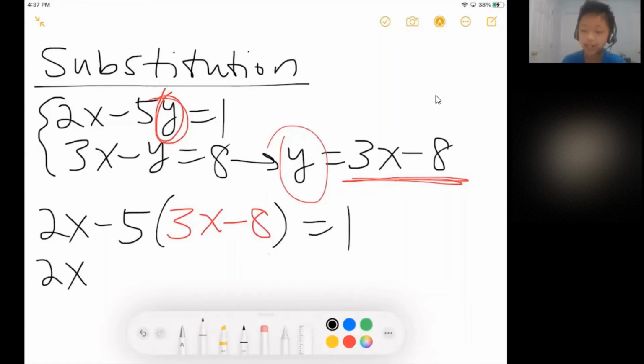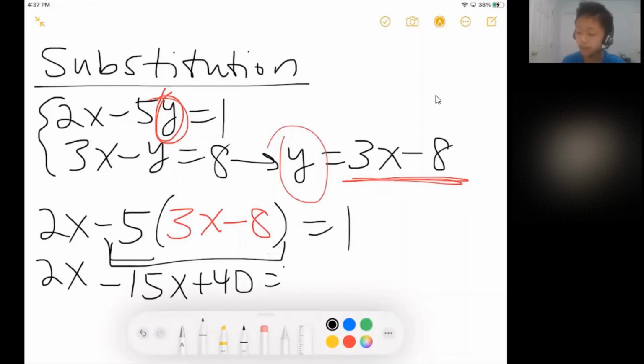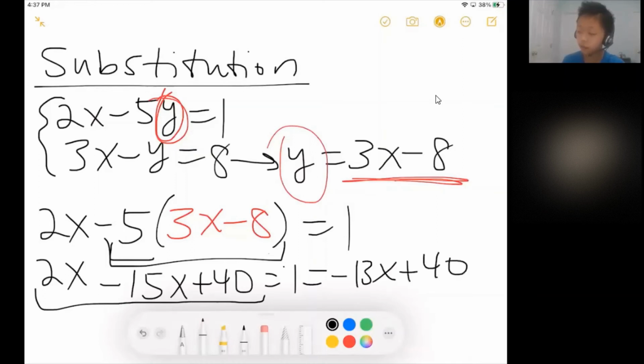So again, you have 2x. And for this part, you can do the distributive property. You have negative 5 times 3x is minus 15x, and negative 5 times negative 8 is plus 40. And this is to equal 1. If you simplify the left side, 2x minus 15x is negative 13x, and you still have the plus 40. So if you subtract 40 on both sides, you do 1 minus 40. You get negative 39 equals negative 13x. So you get x is 3.